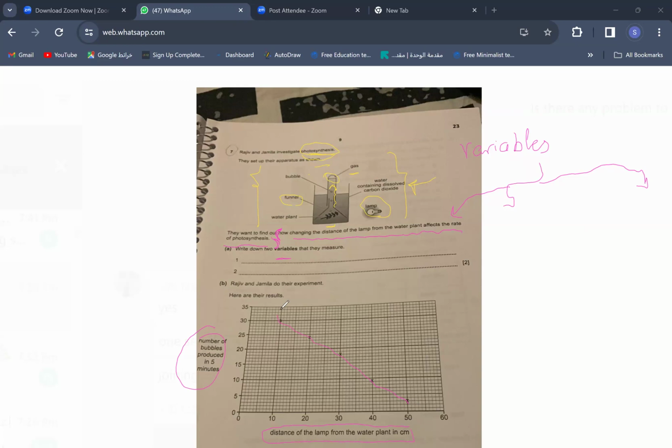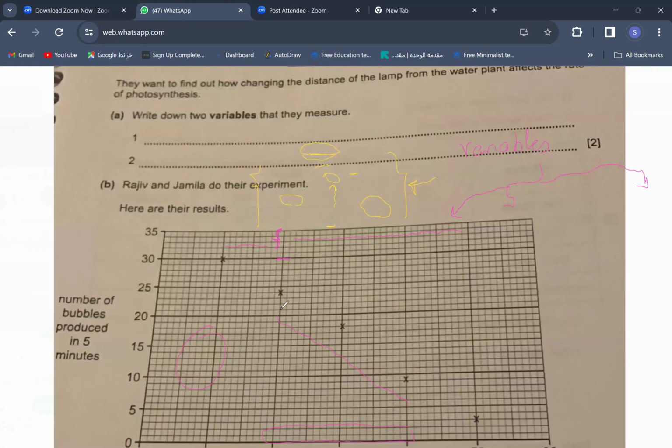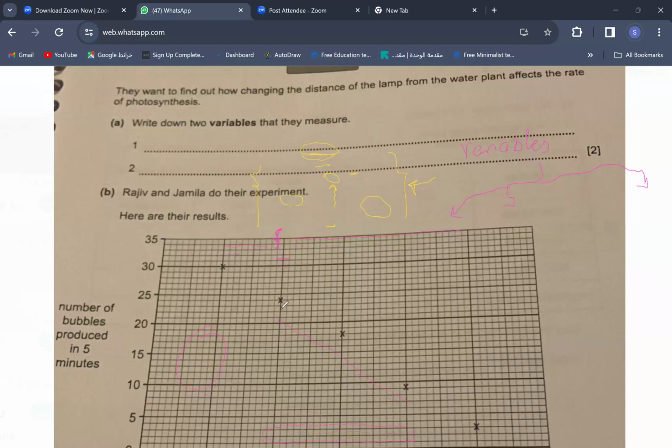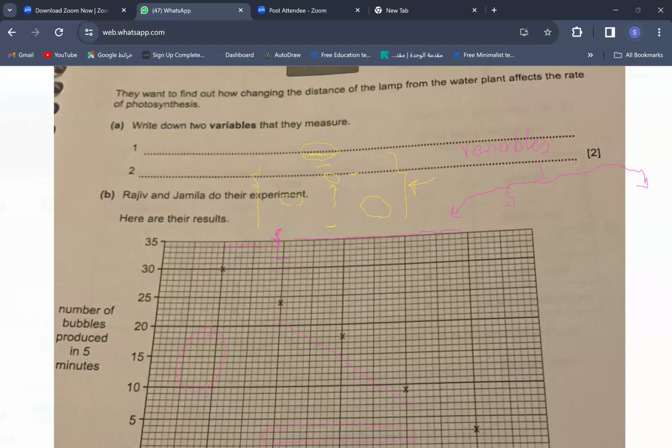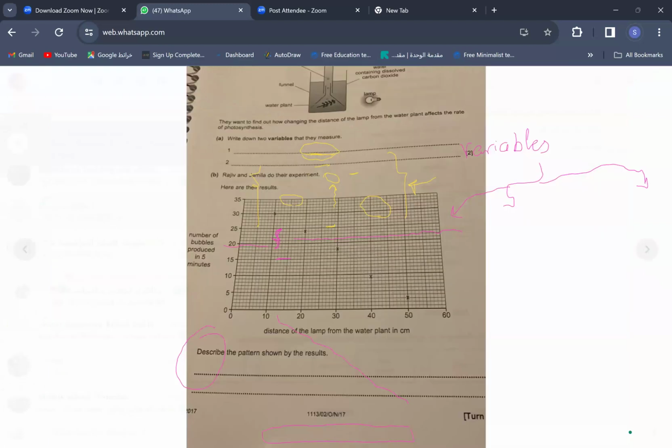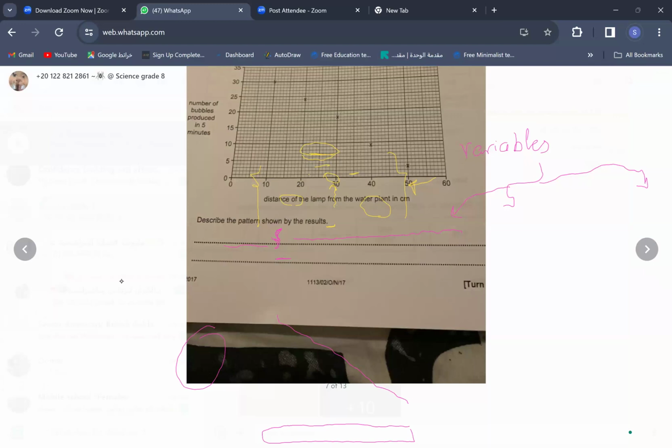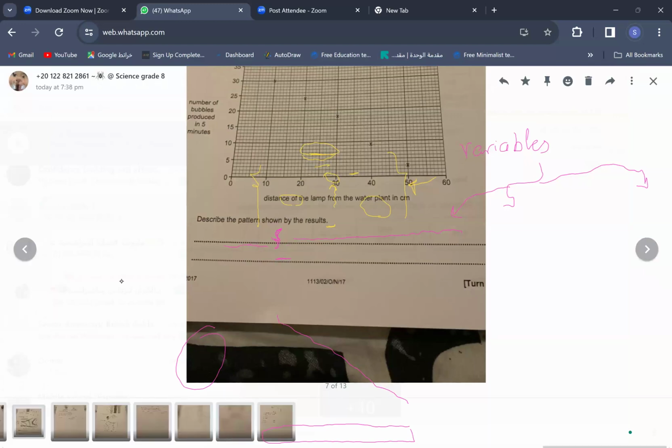Am I right? I think it's right. Okay. Describe the pattern. The pattern shown by the amount of bubbles results: the amount of bubbles decreased. Yeah. Okay.